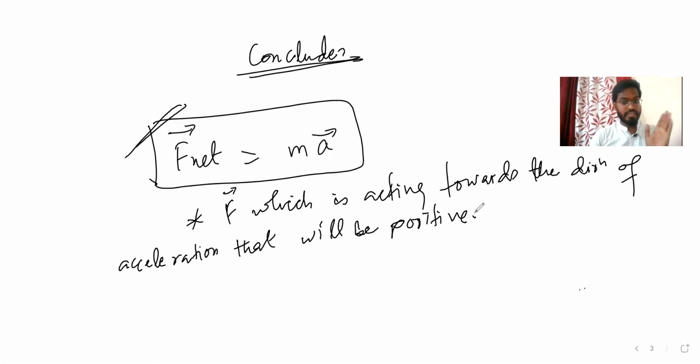Net force, you understood, right? And force which is acting toward the direction of acceleration, that will be positive. Opposite of that is negative. If you really connect these dots, any numericals that come, you will easily get it. Fine. Let's try 1-2 numericals, then we'll see how much we understood. Let's consider a basic sum we are going to do.